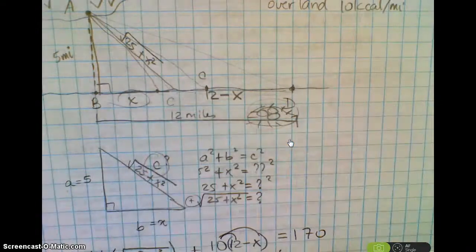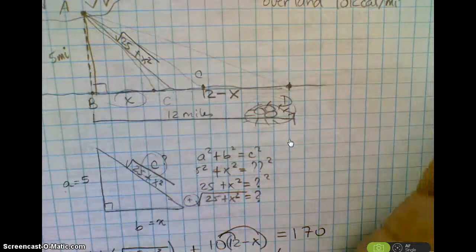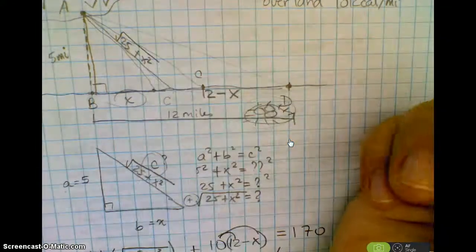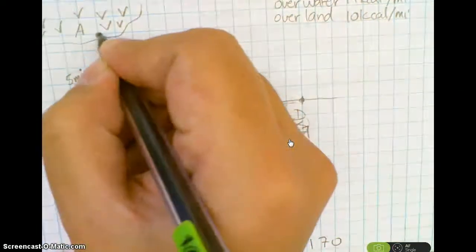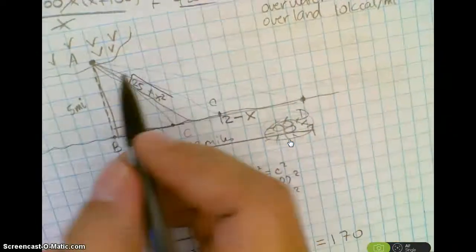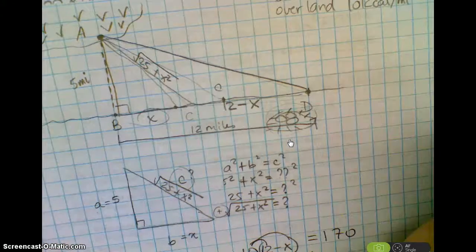Not always we're going to have a positive and a negative one. It's okay to have two positives, and both of them could solve our problem. Now for part B, it's asking if the bird just went from A to D in a straight line, would it be able to make it?